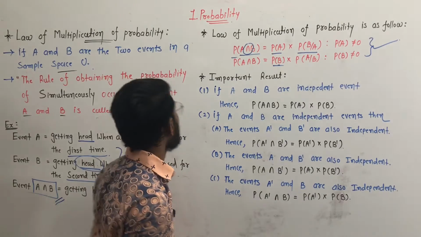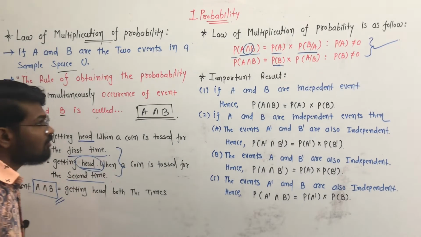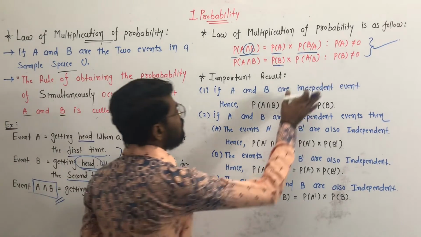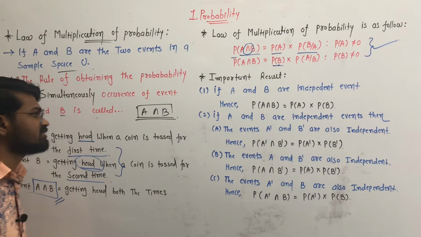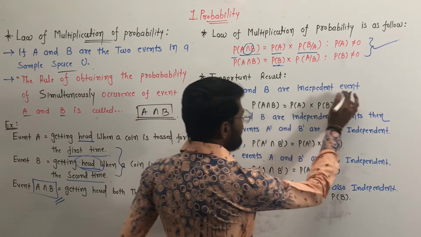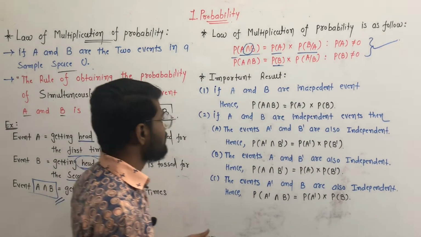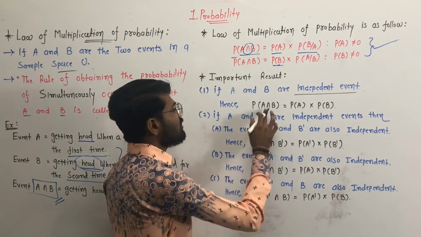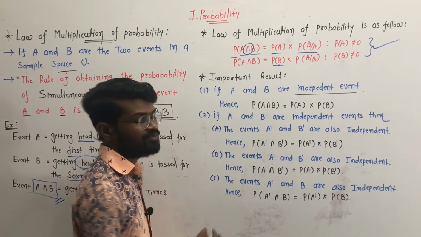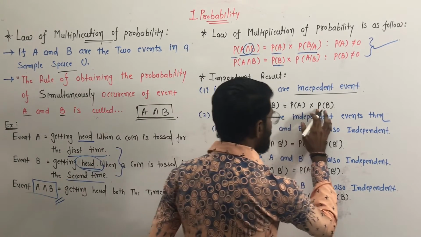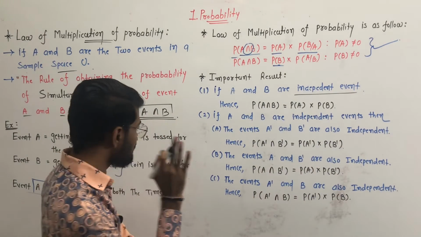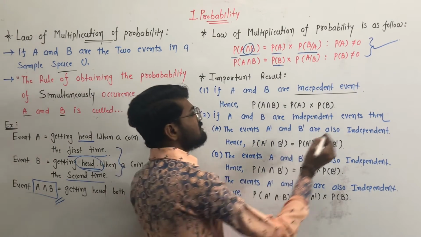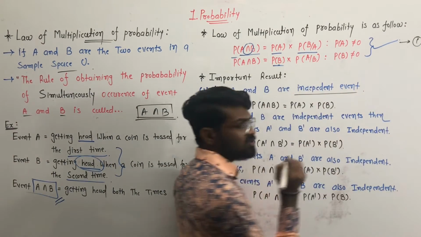Okay, this is the law of the multiplication of probability. Now we come to the important results derived from this law. The first result is that if A and B are independent events, then P of the intersection of events A and B is equal to P of A times P of B. We derive this result from the law of the multiplication of probability, from these two equations.